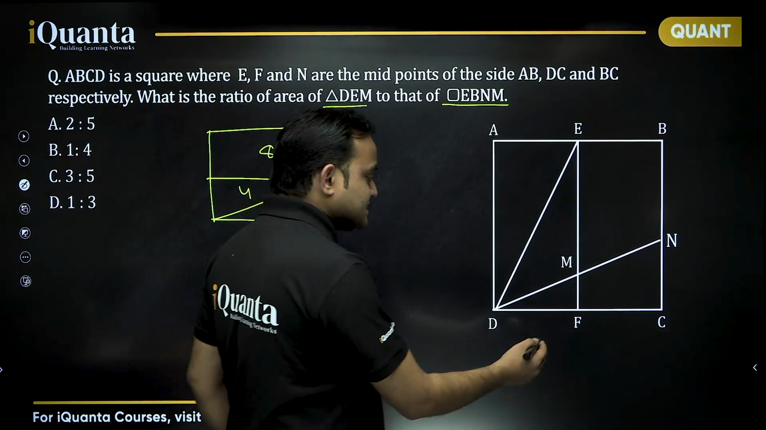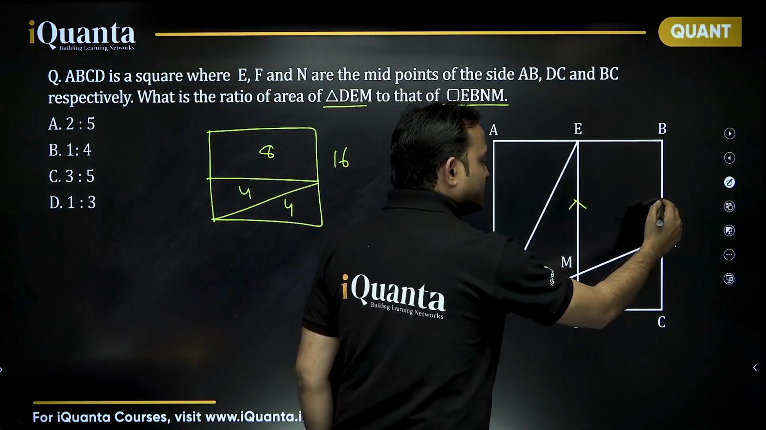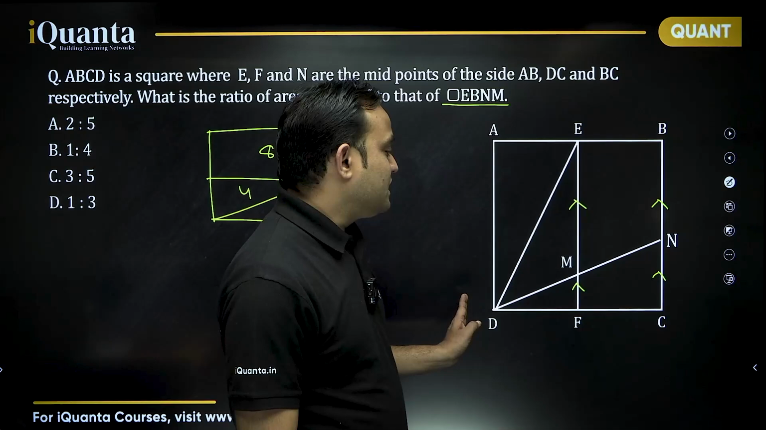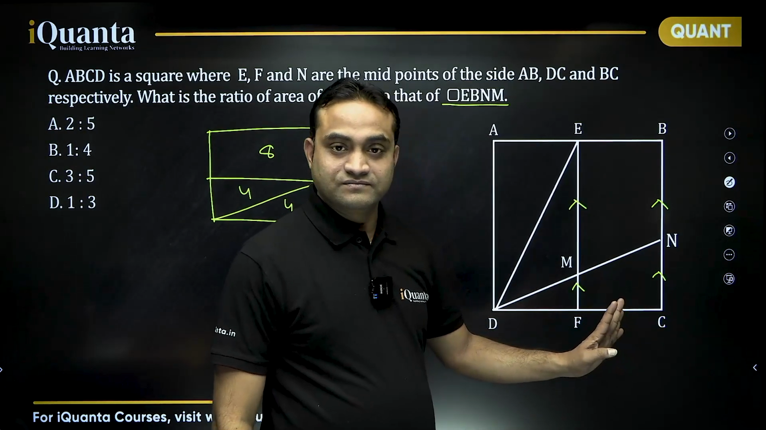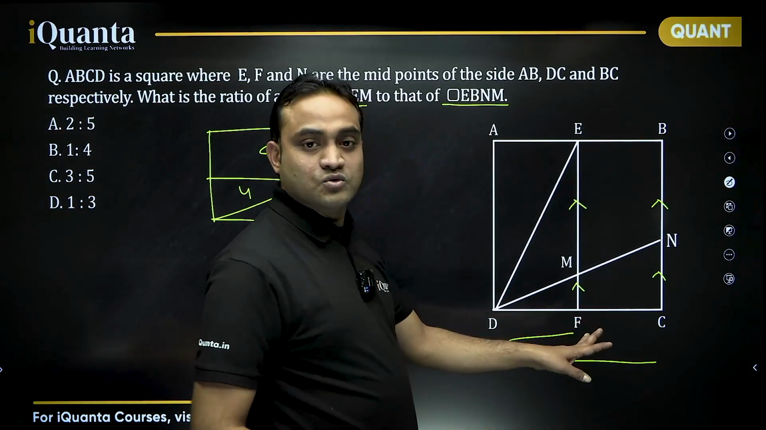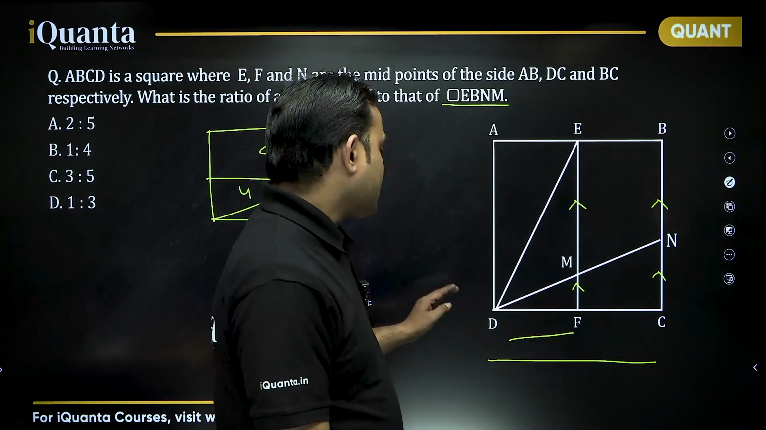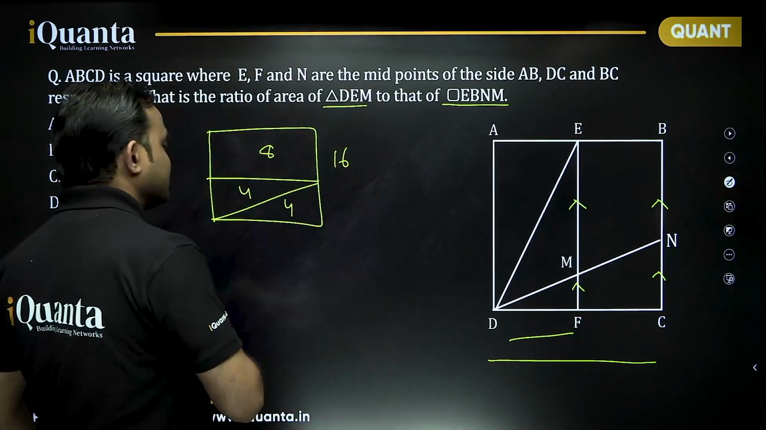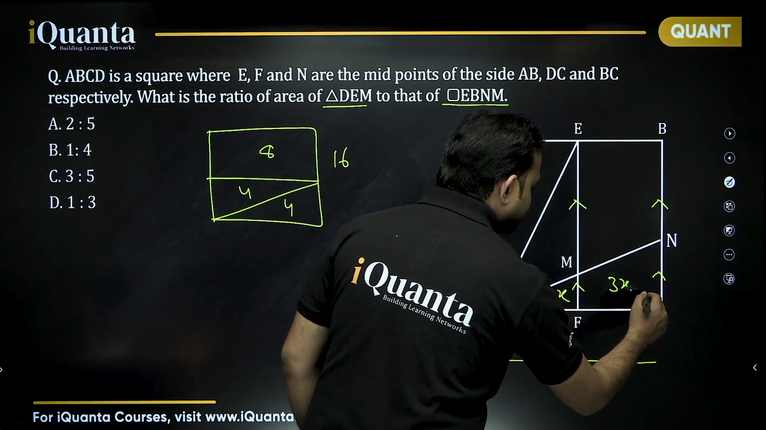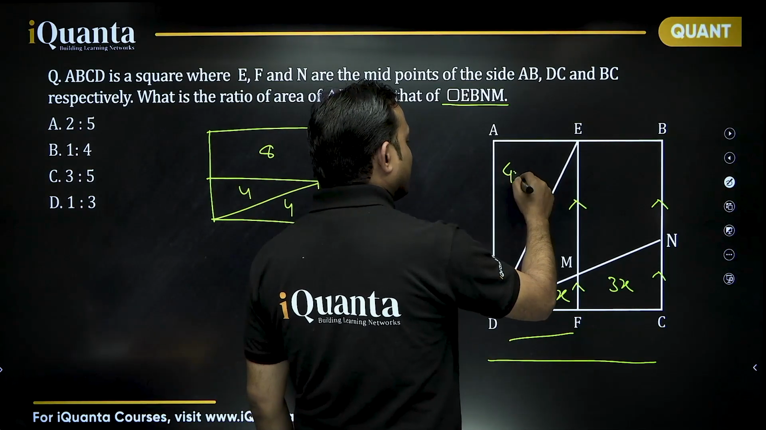And F is the midpoint, E is also the midpoint. These two lines will be parallel. So in that case, we can say triangle DMF will be similar to triangle DNC, where the side ratio will be 1:2. If the side ratio is 1:2, the area ratio will become 1:4. The area of triangle DMF to the area of triangle DNC will be 1:4. In that case, the total is 4. If I take this area as x, this must be 3x. If this whole is 4x, this also must be 4x.